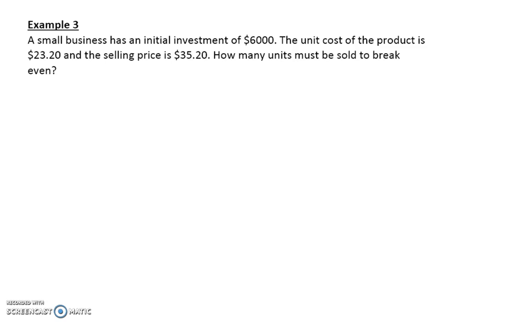So we know that our total cost is equal to the cost per bottle, which is $23.20, times the number of bottles, so that's N because that's what we're trying to find, plus the initial cost, which was $6,000. So that's the total cost, because you have to pay that $6,000 and you have to pay $23.20 for each of the units.